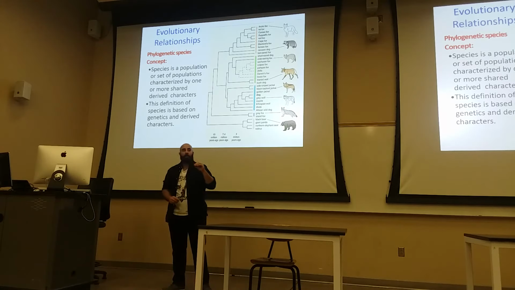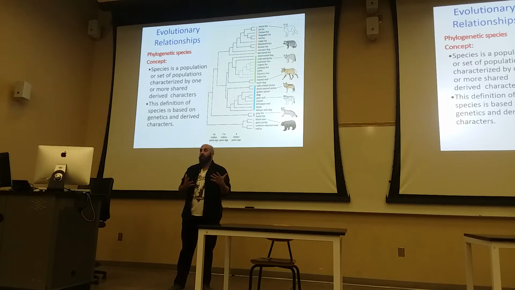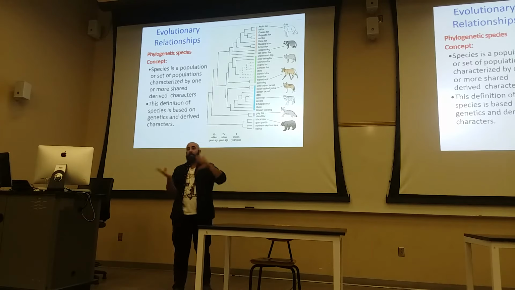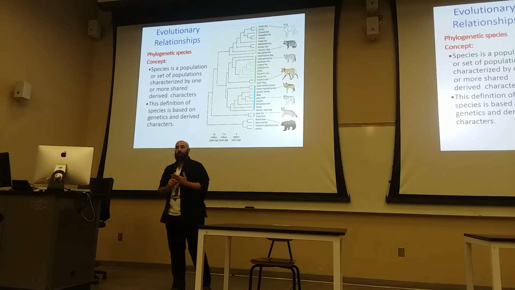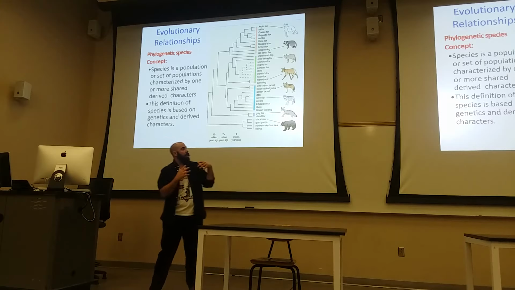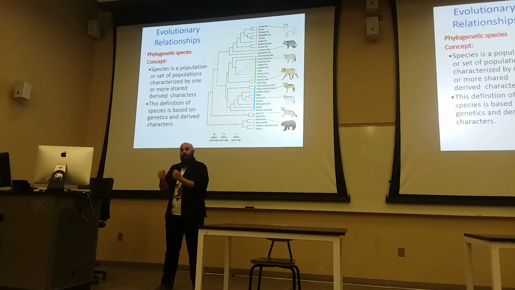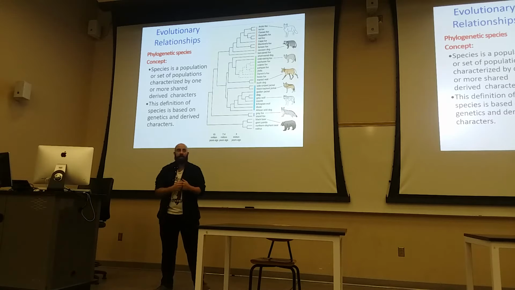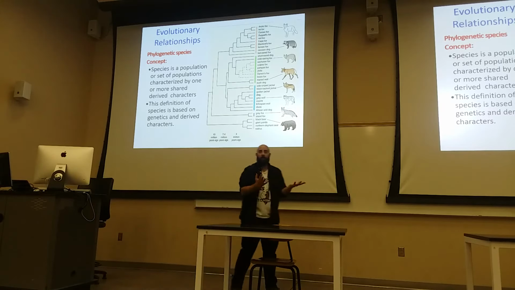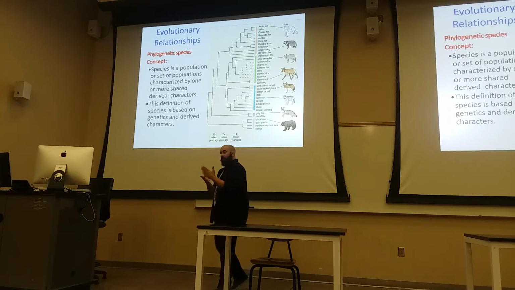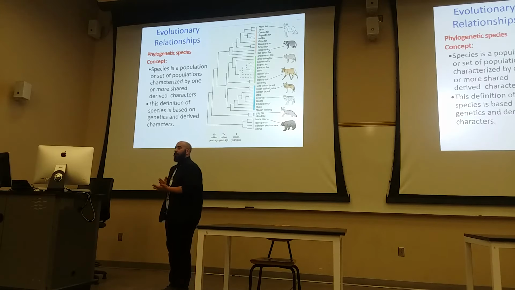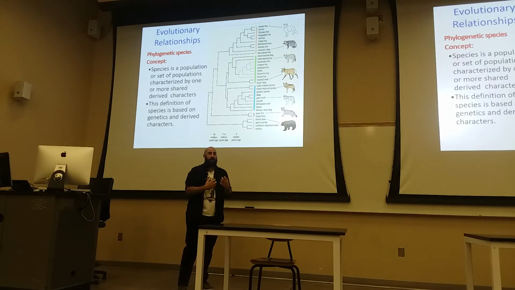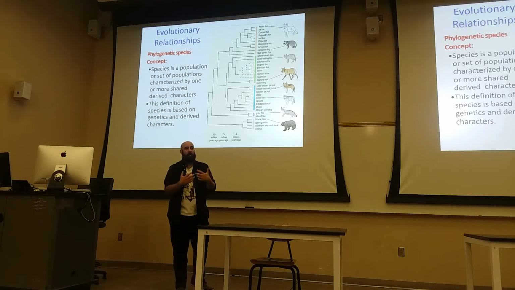So when we talk about evolutionary relationships, let's talk about species again. Remember we talked about the definition of species a little while back. We talked about the morphological, ecological, and biological definitions and how each of them had some shortcomings. Well, if we're talking about evolutionary relationships, shouldn't we have some definition of species that includes our understanding of evolution? So what is evolution? Remember, it's the change in allelic frequencies over time. Okay, so that's the genetic basis.